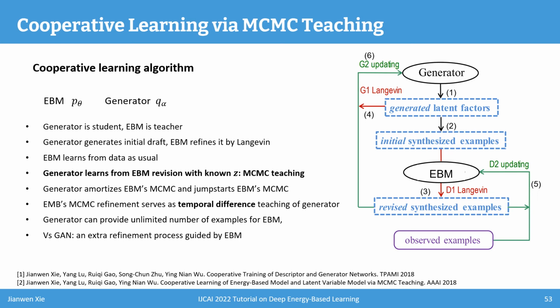The generator can provide a limited number of examples, and in each learning iteration, the generator supplies a completely new batch of independent examples on demand. The EBM only needs to revise the new batch of examples instead of generating a new batch by itself from scratch. This cooperation is beneficial to the EBM by relieving it of the burden of synthesizing examples from scratch. Compared to the adversarial learning of the generator, the cooperative learning has an actual refinement process guided by the EBM.